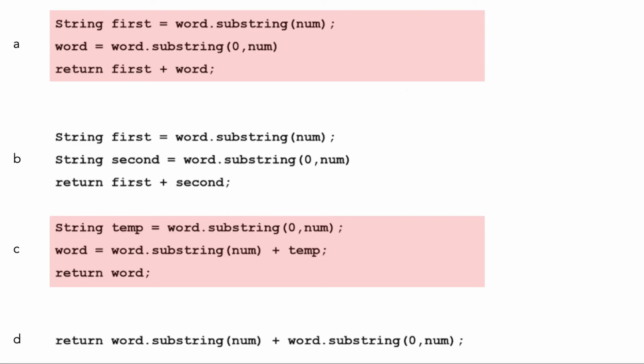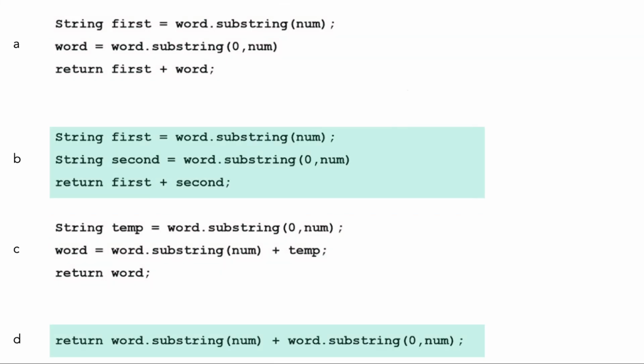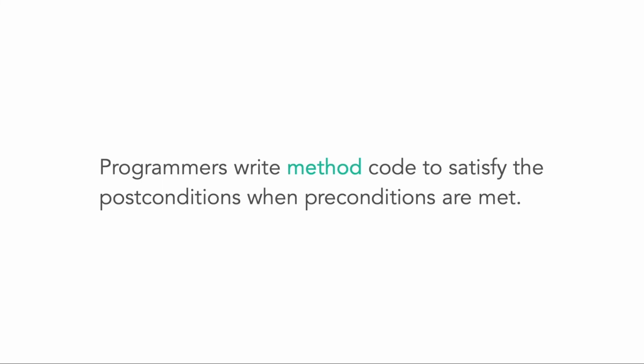The first and third code segments do not conform to the postcondition that the state of word is not changed. The second and fourth code segments conform to the postcondition statement by returning a string of characters without changing the state of word. Once again, when postconditions are given, use them to check your code. Programmers write method code to satisfy the postconditions when preconditions are met.